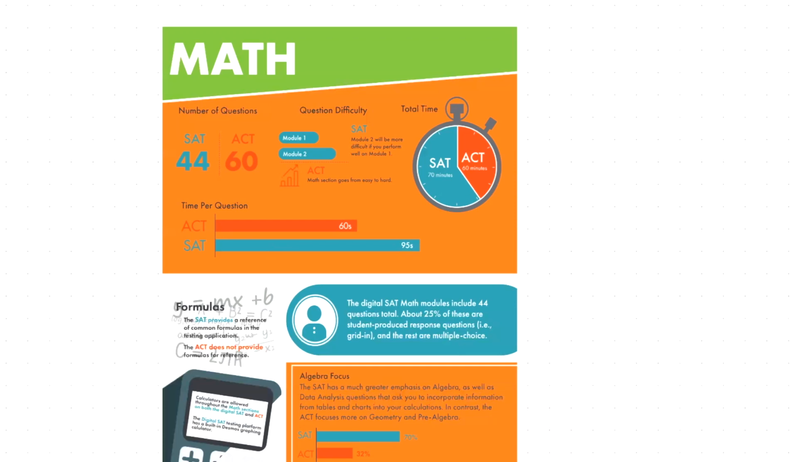In the ACT, the math section goes from easy to hard. You might be familiar with this format in the ACT, where questions start from easy and move to harder. Again, time per question in the ACT is 60 seconds, and in the SAT, you will have 95 seconds.